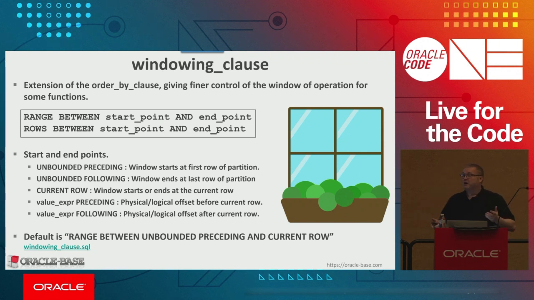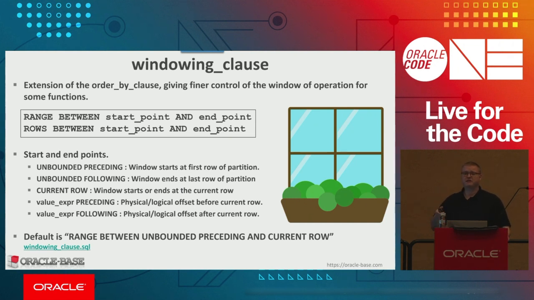How do we specify a window? Well, we have a few presets. So we have unbounded preceding, which means top of the partition. We have unbounded following, which means bottom of the partition. Current row, can you guess what that means? But we also have the ability to have either exact values or reporting values using preceding and following.